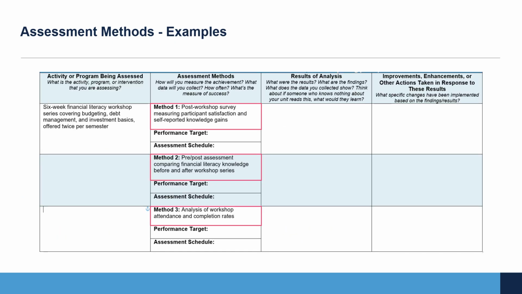For our financial literacy workshop program, methods might include post-workshop survey measuring participant satisfaction and self-reported knowledge gains, or pre/post assessment comparing financial literacy knowledge before and after the workshop series, or analysis of workshop attendance and completion rates. Notice, none of these describe the workshop itself. They all describe how you'll collect data about the workshop's effectiveness.